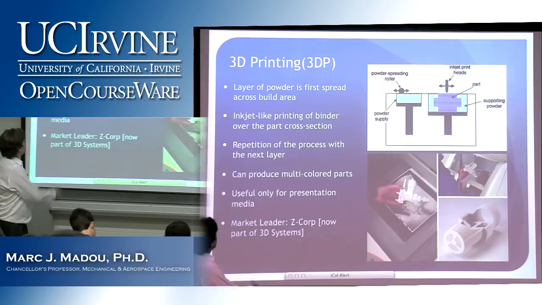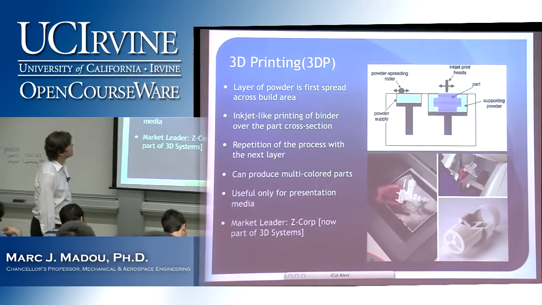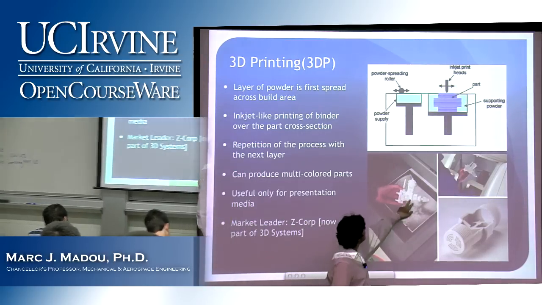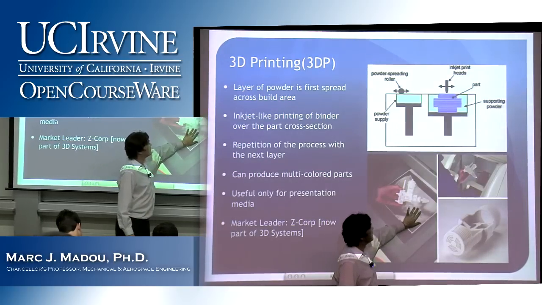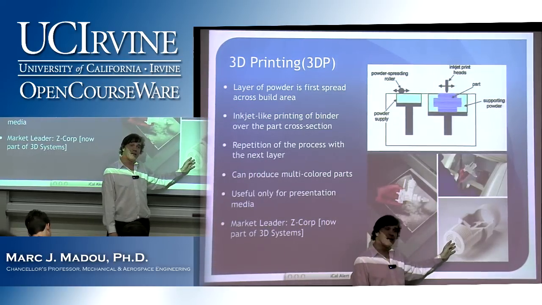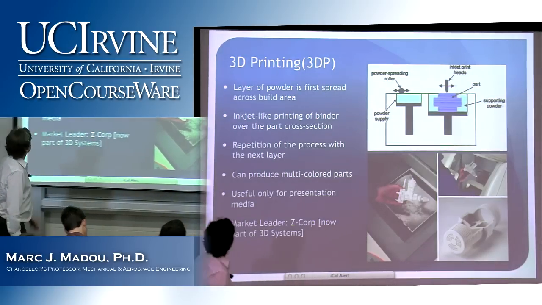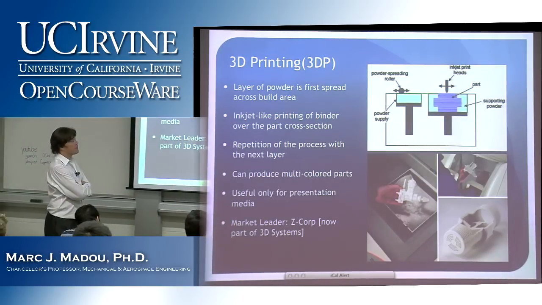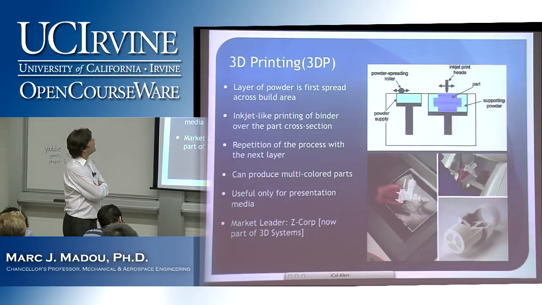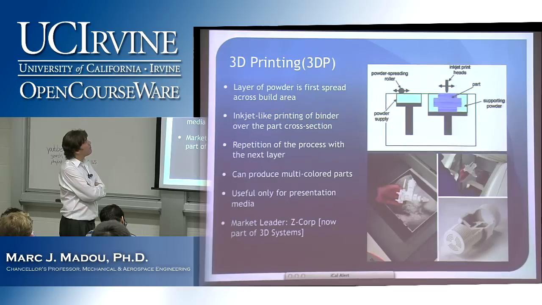So a layer of powder is first, and you can see the powder here, look. He's getting this solid object out of this powder reservoir. These are pretty complex things made this way, isn't it? So a layer of powder is first spread out across the build area, then an inkjet-like printing of the binder over the part cross-section.